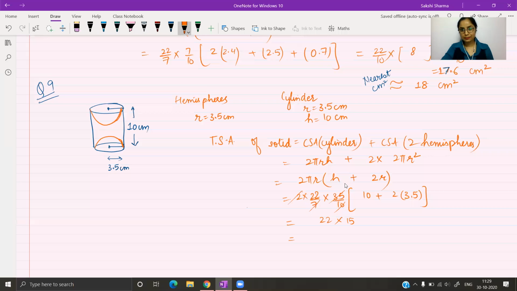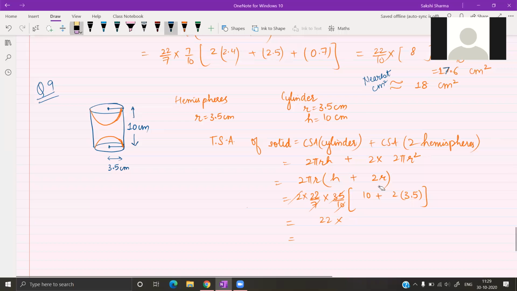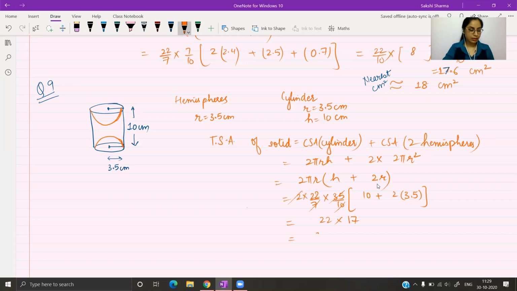Please check. Ma'am, it's 374. Okay, then I think I've missed something. We have 4 pi r square. Isn't this correct? Please check. Okay, this is 17. The last value is 17. It's 374. Yes, ma'am. Done? Yes, ma'am.